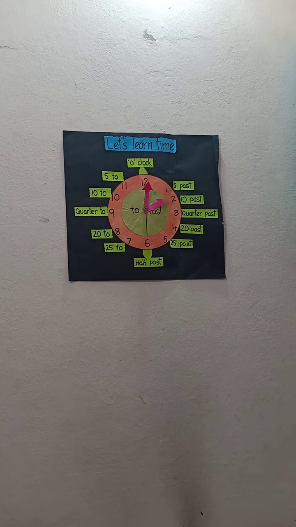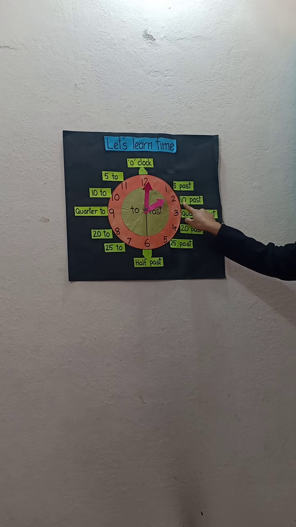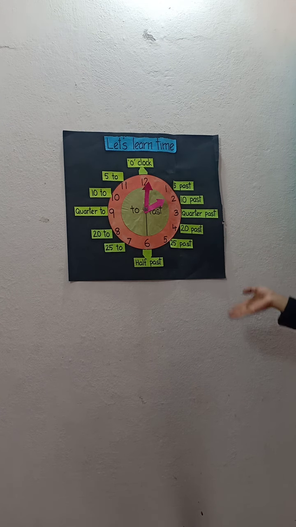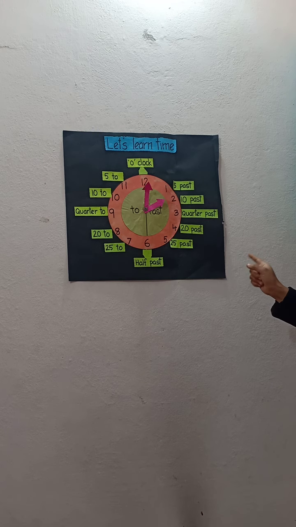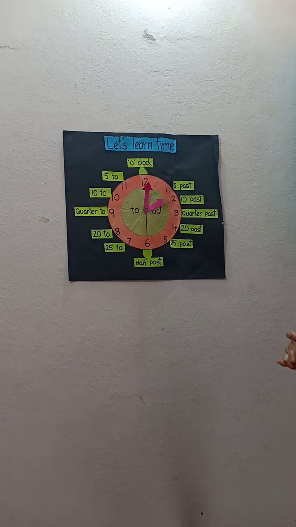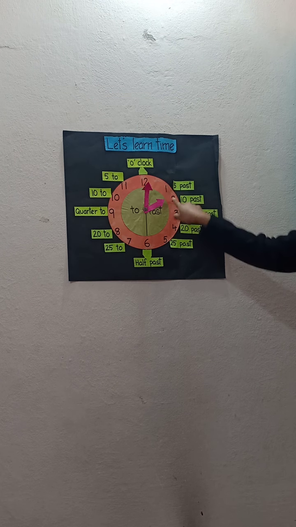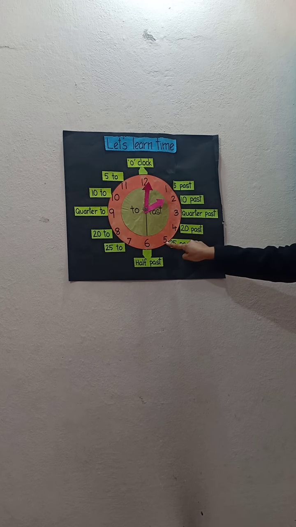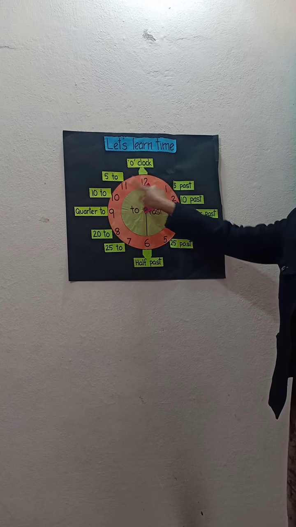Now, let us revise first. 5 past means 5 minutes past. 10 past means 10 minutes past. Quarter past, quarter means 15. Because 1 hour makes 60 minutes. In 60 minutes equals 1 hour. So quarter past or quarter hour means 15 minutes. So 1 is 5, 2 is 10, 15, 20, 25, 30, 35, 40, 45, 50, 55, 60.